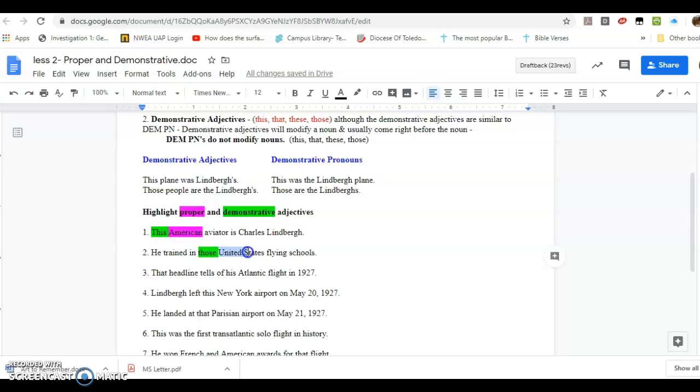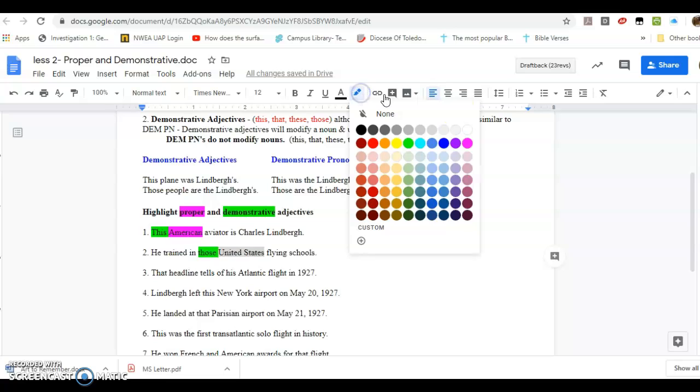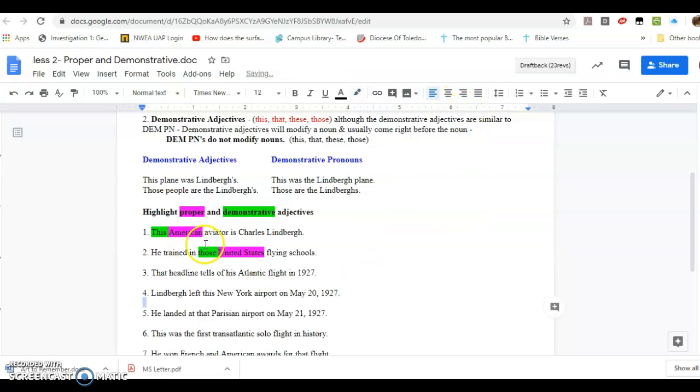United States. Well, we're not talking about the United States, the country. We're talking about the flying schools. So United States is describing the flying schools. That makes the term United States a proper adjective. So the words United States should both be highlighted because they're used together to describe the flying schools.